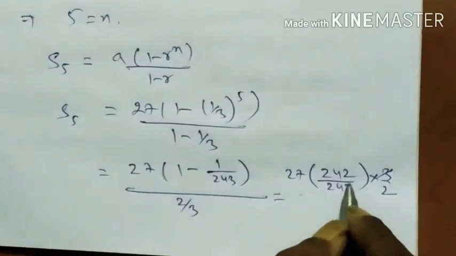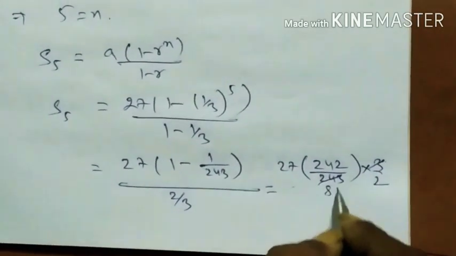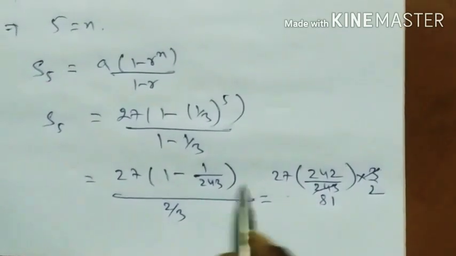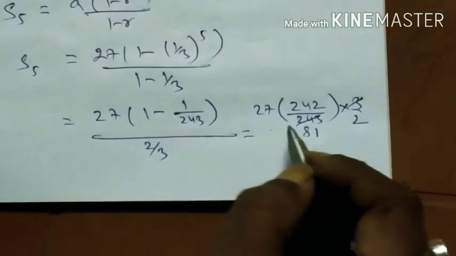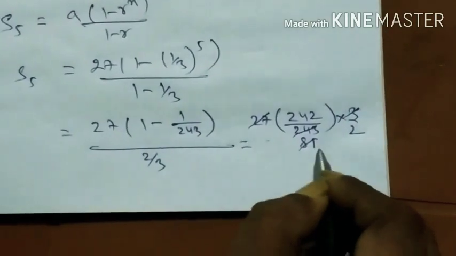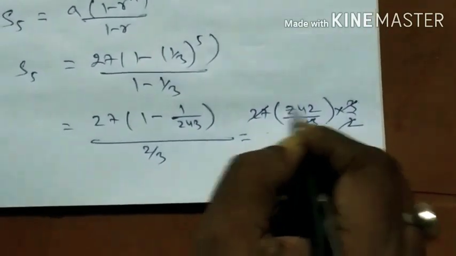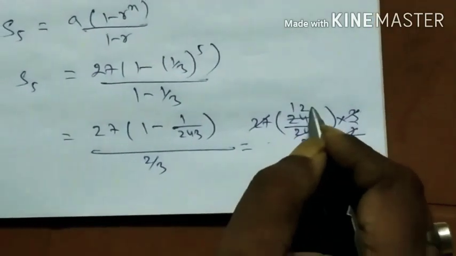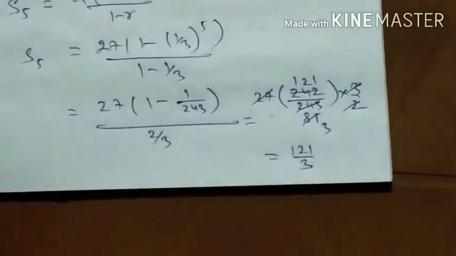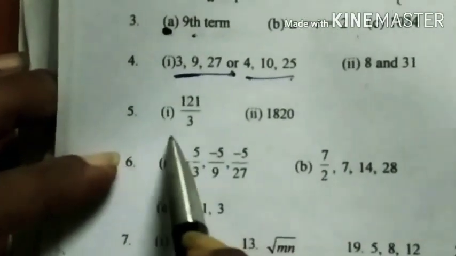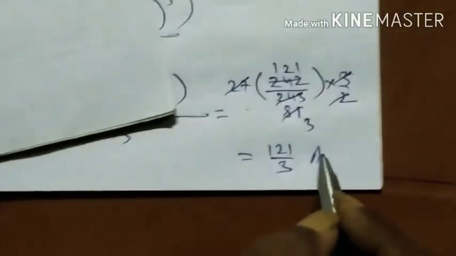Now 243, 3 8s are 24, 3 1s are 3, and 27, 81 divided by 27 comes out to be 3. So this is 3, and 2 1s are 2, 2 2s are 4, and 2 1s are 2. So the sum comes to be 121 by 3. Let me see the answer. 6.3, question number 5. See, it is 121 by 3, and this is 121 by 3. This is the answer.